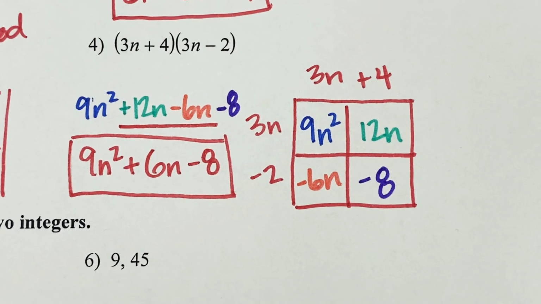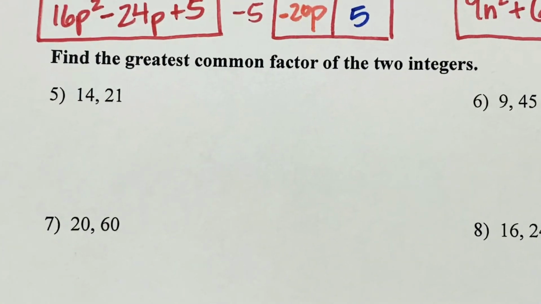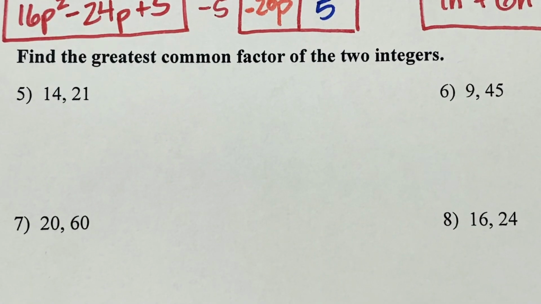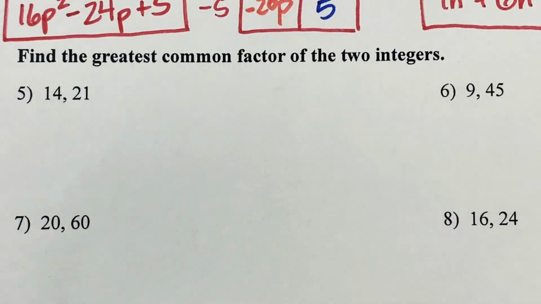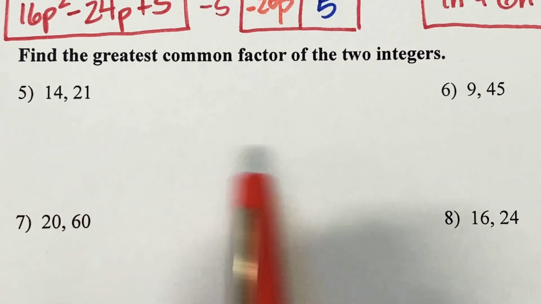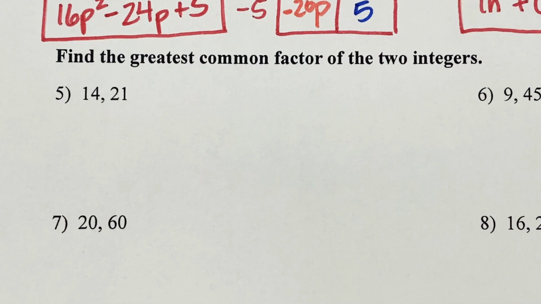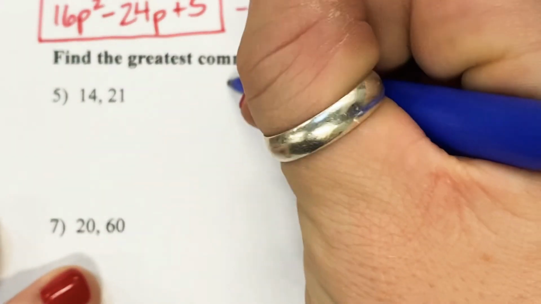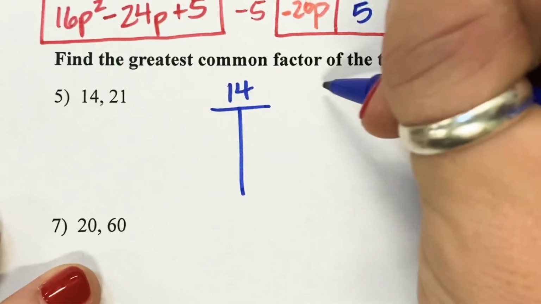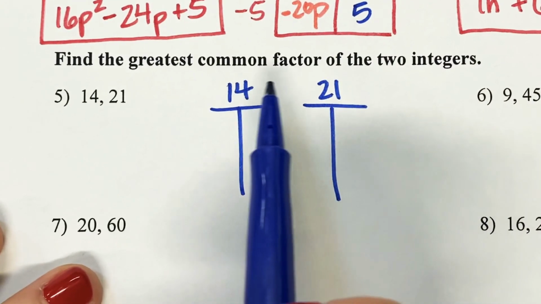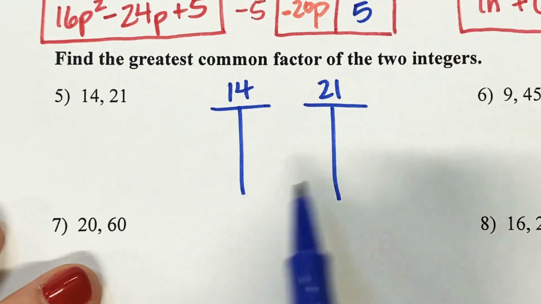Okay, so let's look at numbers 5 through 8. Now we're kind of warming up to go backwards. We're going to try and untie the shoe. A big part of that is finding the greatest common factor. So for 5 through 8, we're going to create our factor lists. Let's do a factor list for 14 and for 21. We're trying to find the greatest common factor, the biggest number that's on both of these lists.